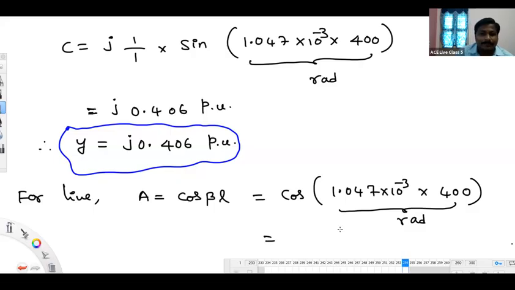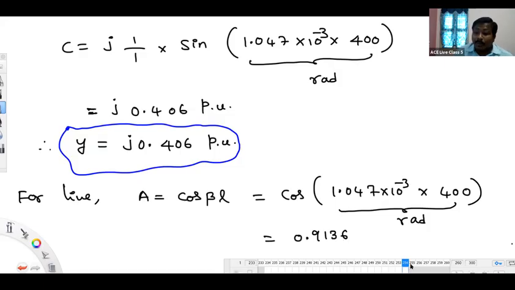Parameter A, anybody? It's a lossless line only, Abhijit, no? Cosh gamma L is written as cos beta L. It will be 0.9136. That's the parameter A.